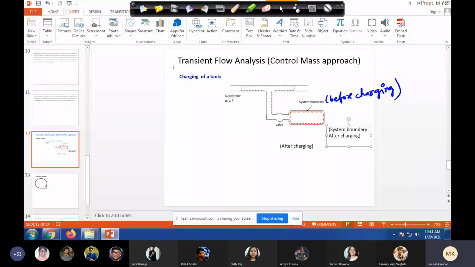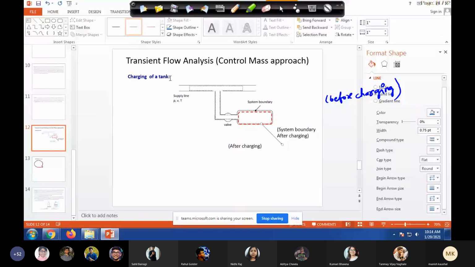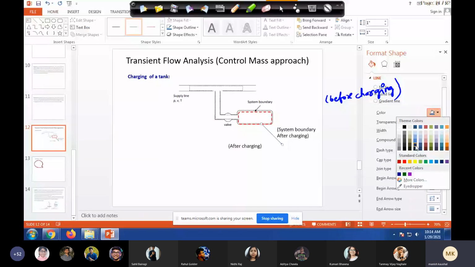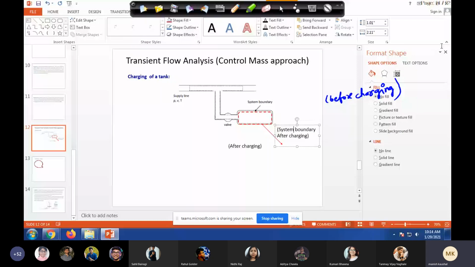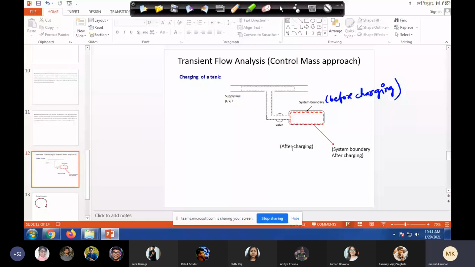Okay, let me make this also red so that you can easily connect. Red. Okay, and this red boundary is system boundary after charging. Okay, so Sahil, you are convinced this red boundary is our final system boundary? Yes, sir. Why? Because ultimately this whole mass will be sealed in this tank, right? Yeah. So ultimately, system boundary is this red boundary after charging.